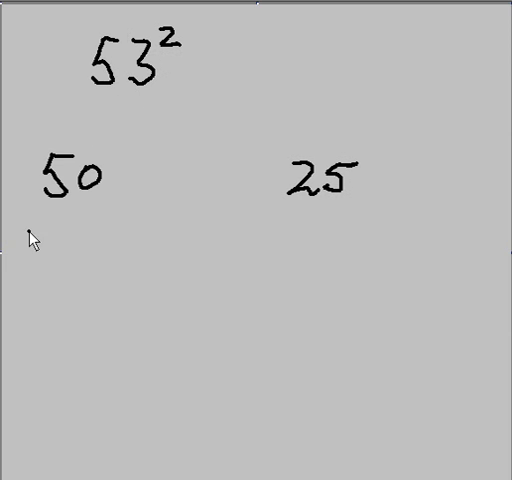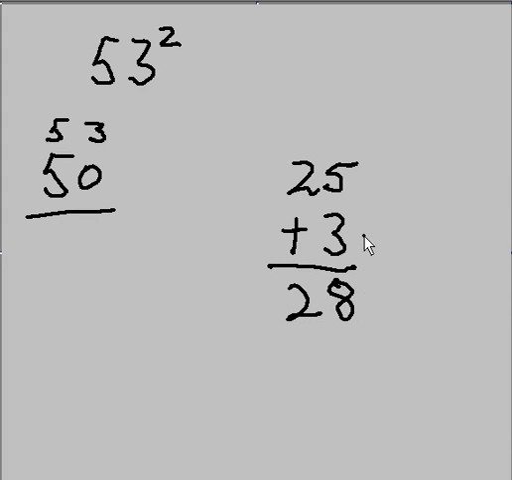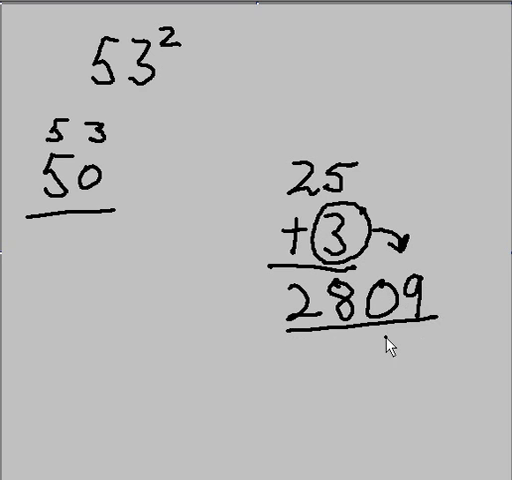53. How far is 53 from 50? Easy enough to find out. 53 take away 50 is 3. That's a positive 3. I now take this positive 3 and I combine this with 25. And I get 28. I now take this same 3 and I square it and I get 09. And that's my answer.